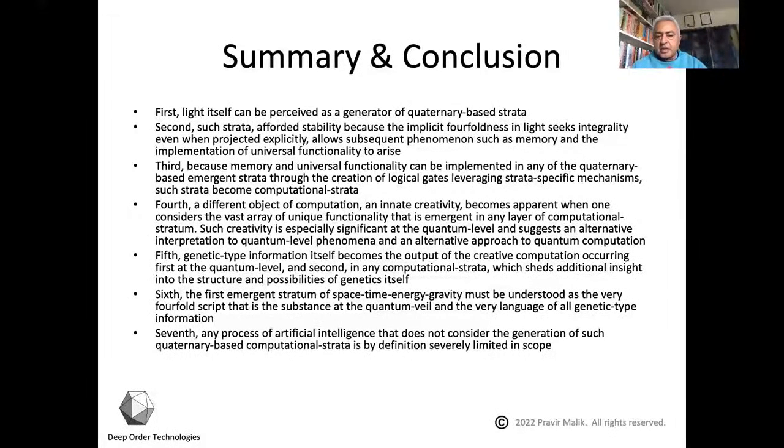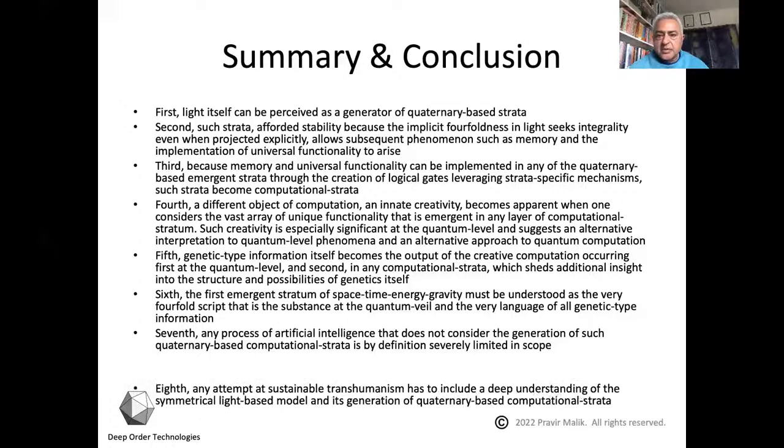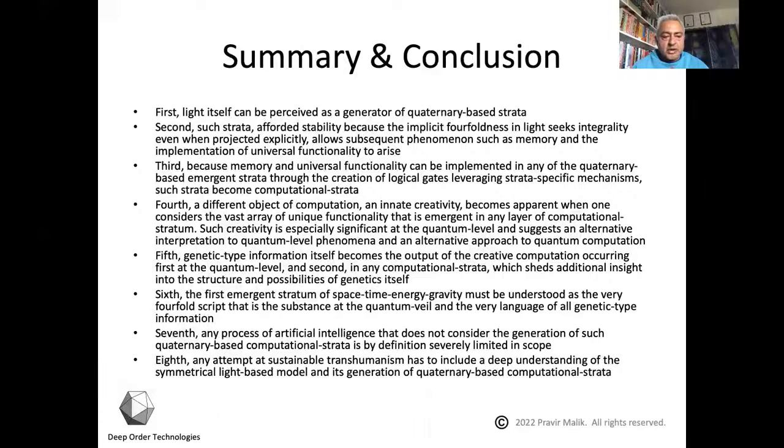Seventh, any process of artificial intelligence would need to consider the generation of such quaternary-based computational strata. Otherwise, it becomes severely limited in scope. And finally, since we have the phenomena or the technologies towards transhumanism that are growing in importance today, the point here is that the deep understanding of a symmetrical light-based model and its generation of quaternary-based computational strata would also be required to really allow the field of transhumanism to come to fruition.